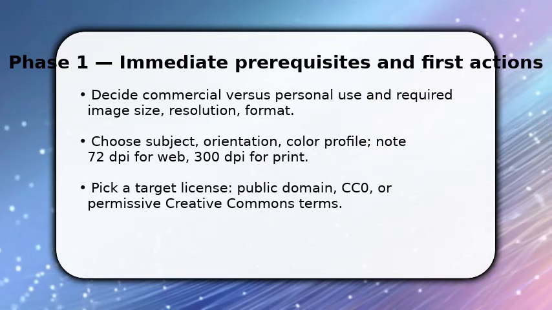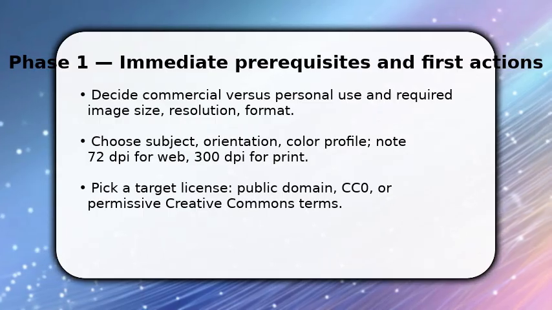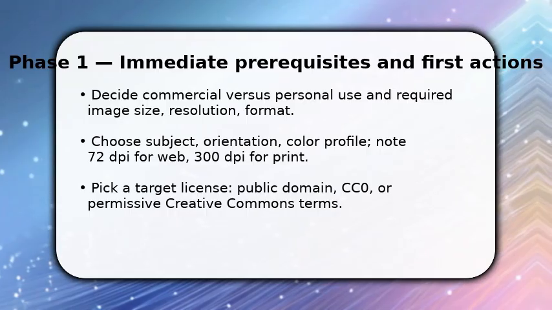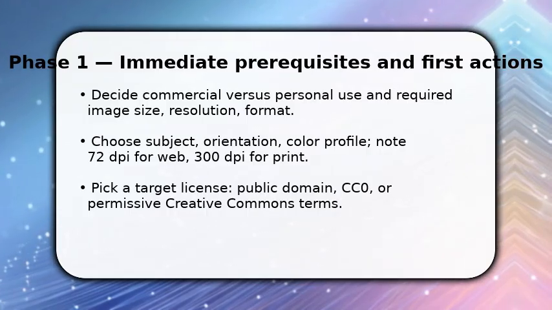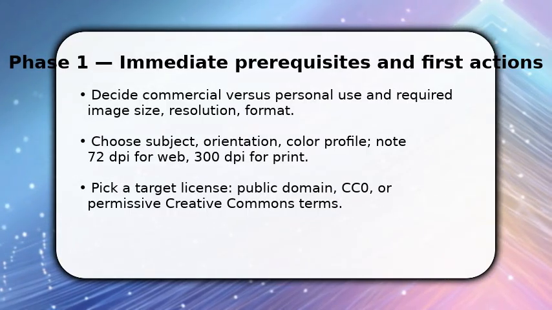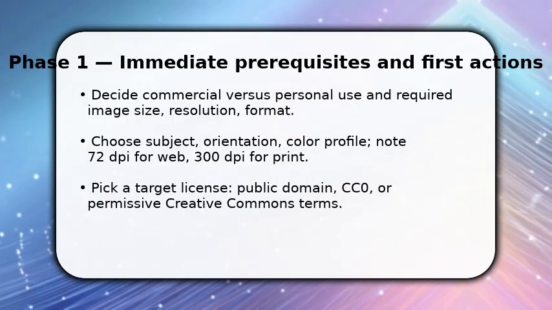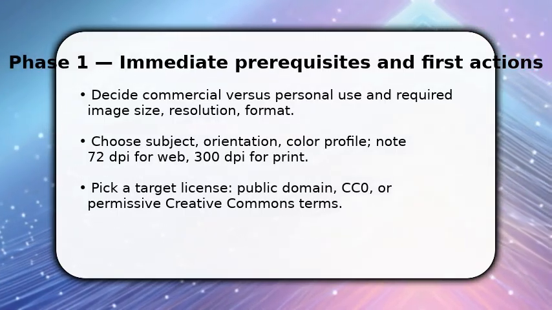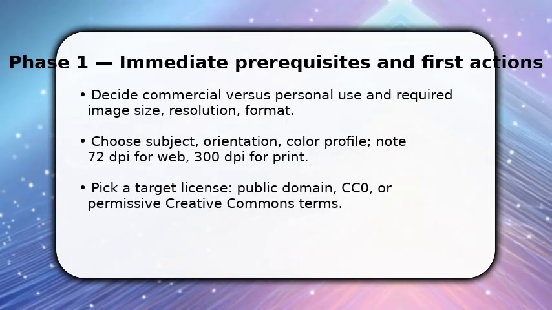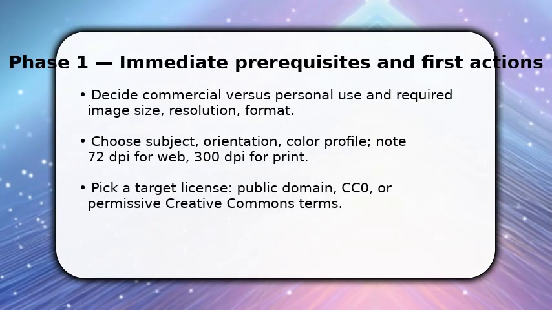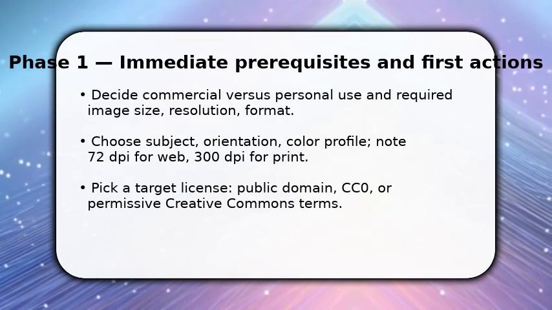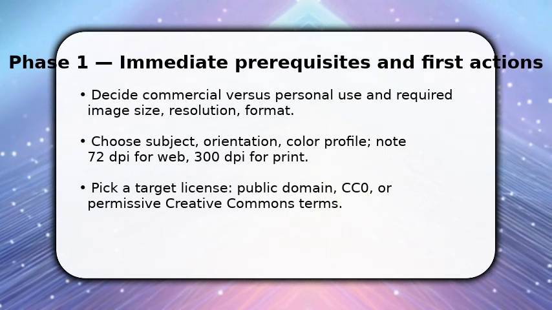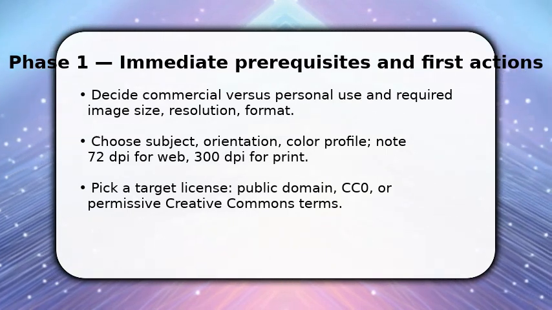You begin by defining how you will use the images and why that matters for rights. Decide if use is commercial or personal. Licensing differs accordingly. Once done, set technical needs, resolution, orientation, aspect ratio, because sourcing filters depend on those specs. Then choose the license type you accept: public domain or CC0 for the safest reuse, or specific Creative Commons terms if you can comply. This focused start prevents wasted time on unsuitable images.